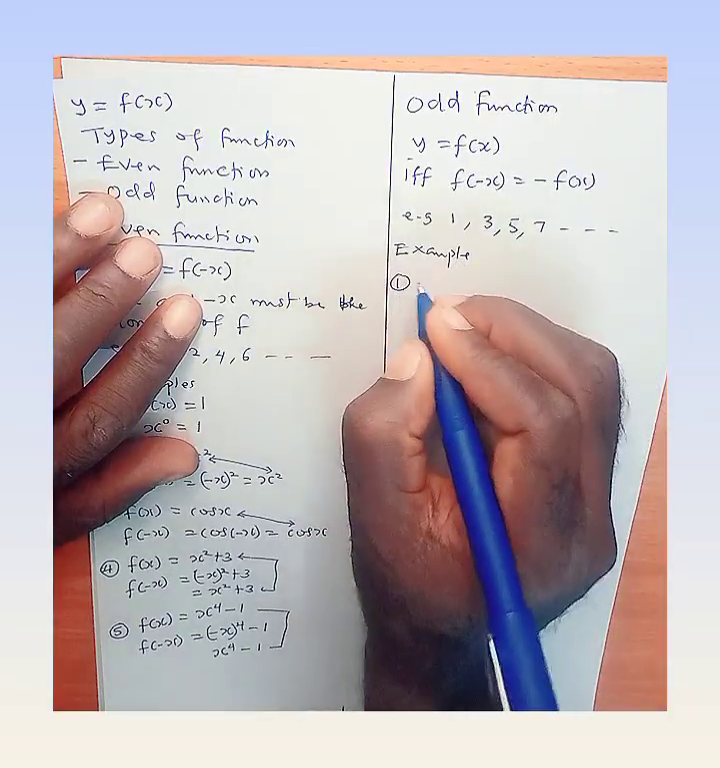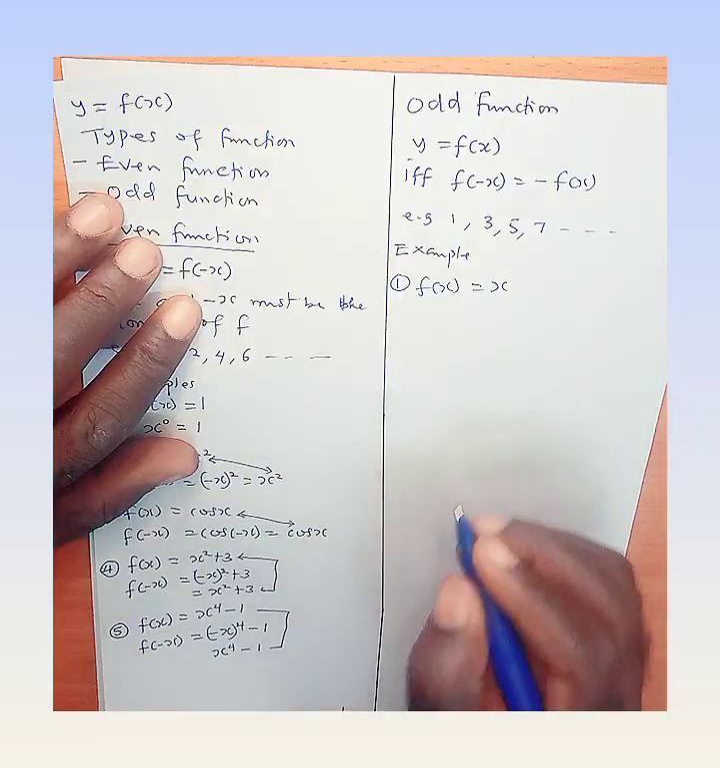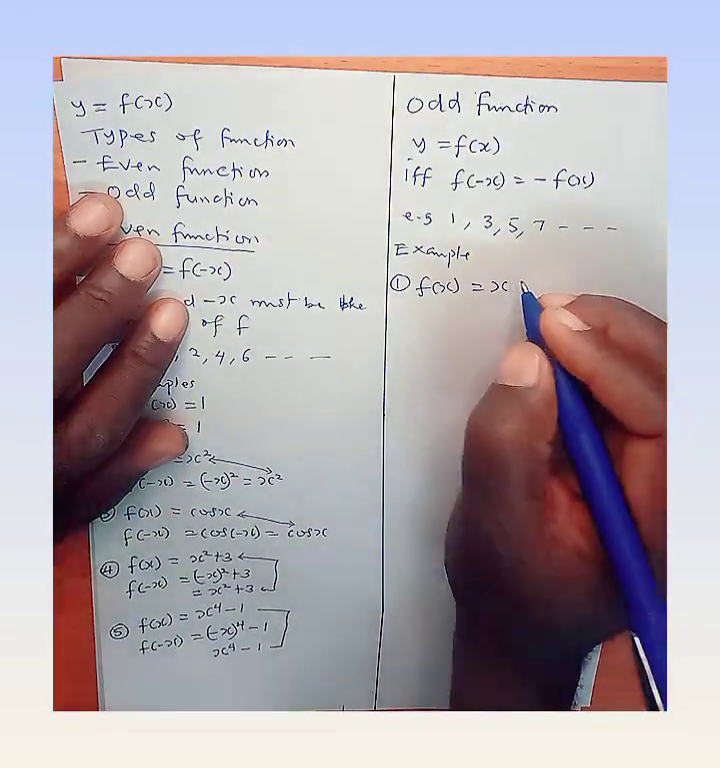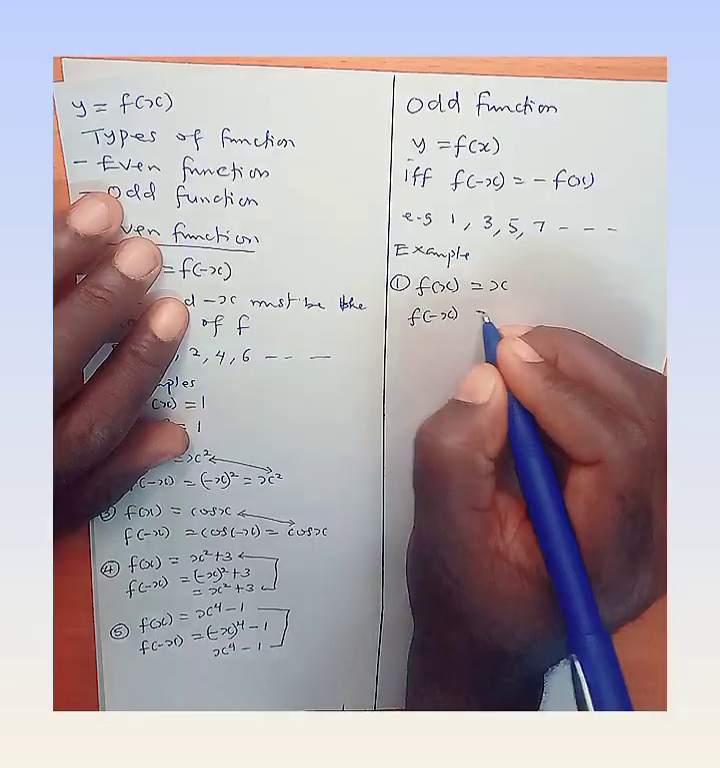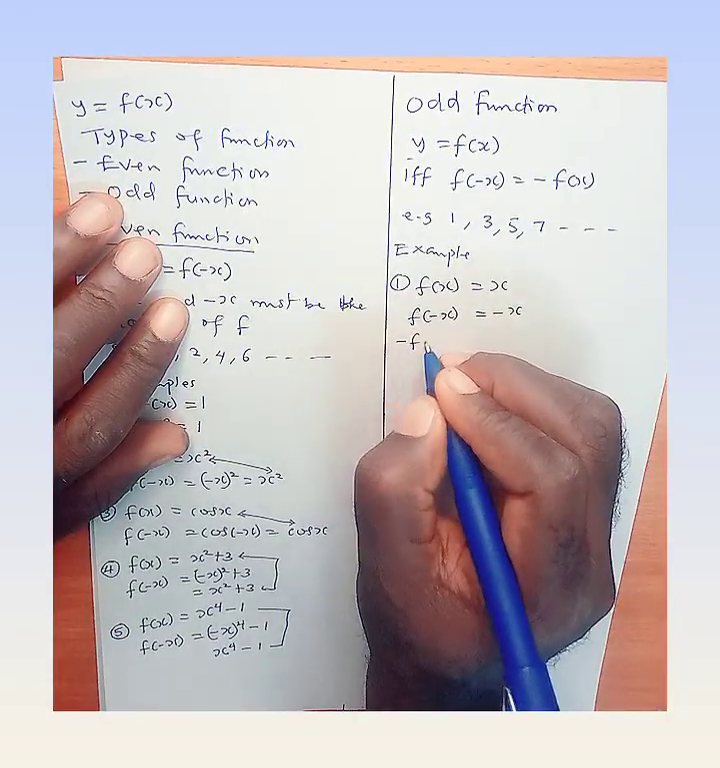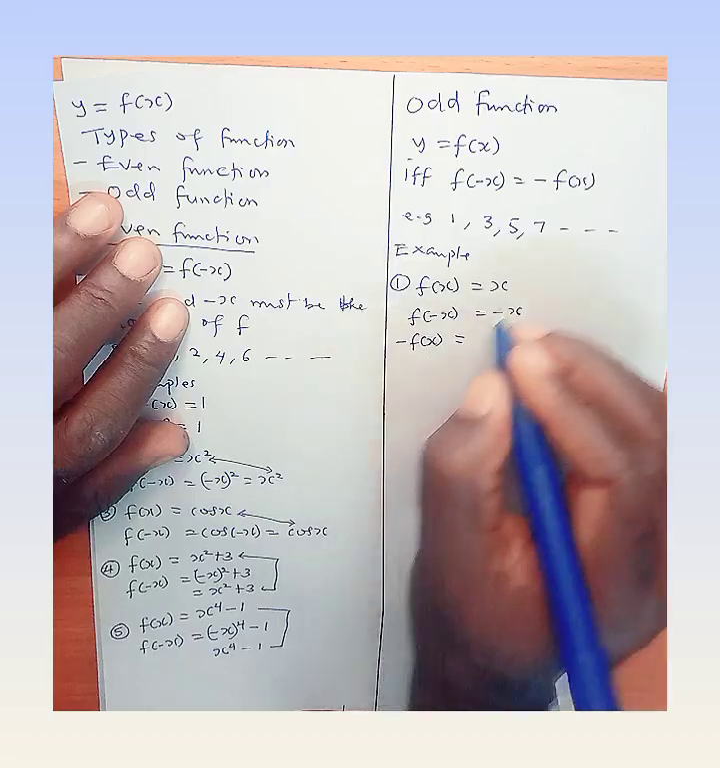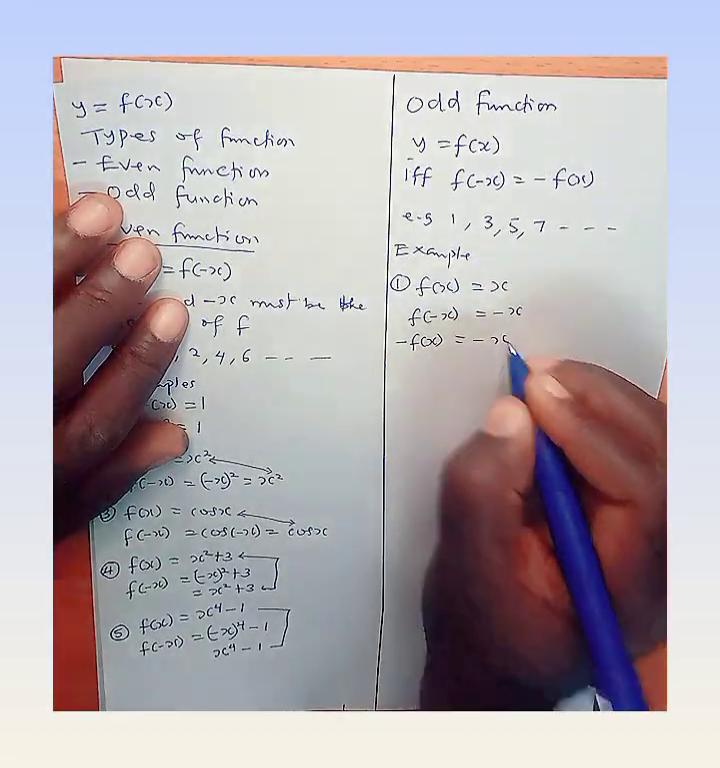Number one, if you have f of x is equal to x, this is an odd function. Why? Because the power here is 1. But let's test it. F of minus x is equal to what? Minus x. Then let's test for minus f of x. Now, f of x is x, then when you multiply this by minus, it will be minus x.